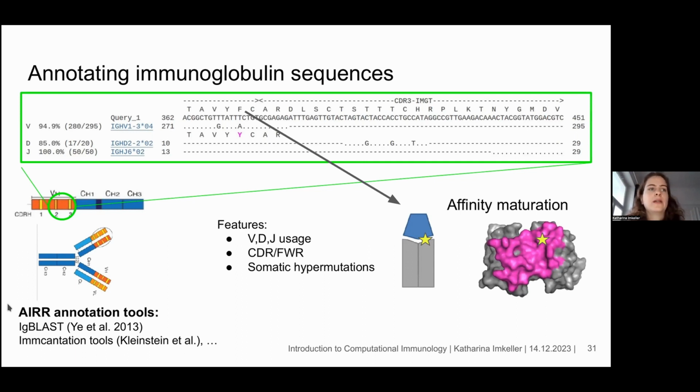I list two tools and infrastructures for annotation of AIR sequences. So AIR here stands for Adaptive Immune Receptor Repertoire, which comprises both B and T cell receptor repertoires. And I would recommend them if you're interested for further reading.